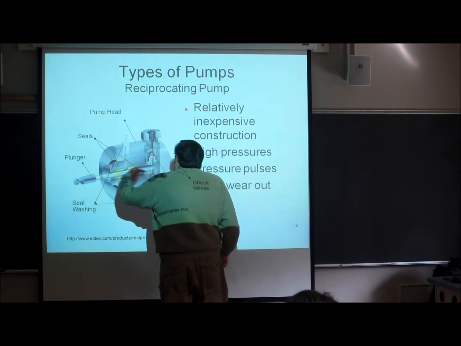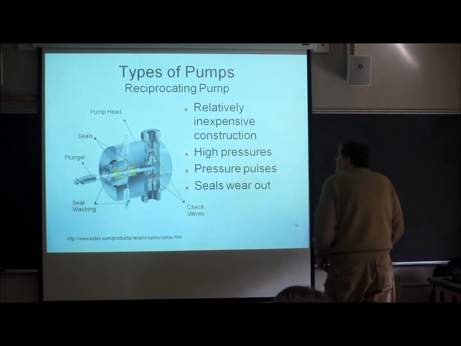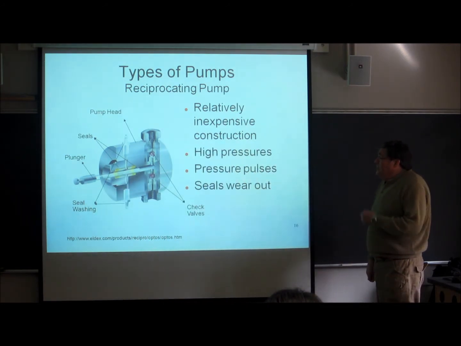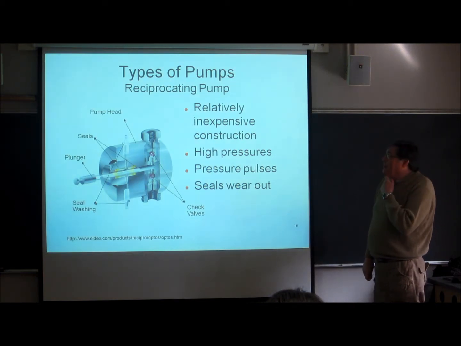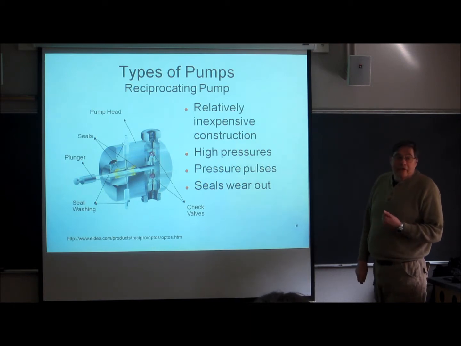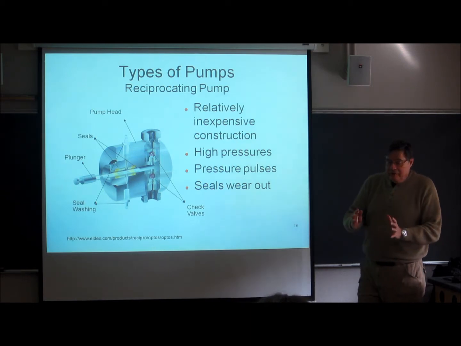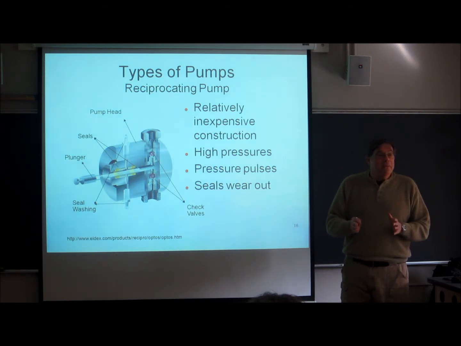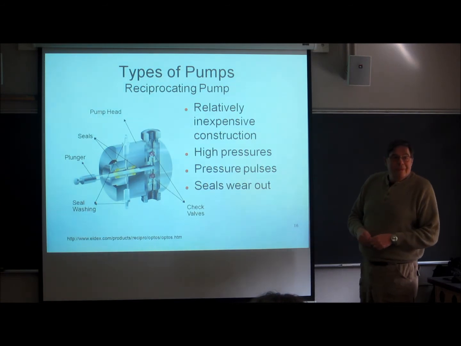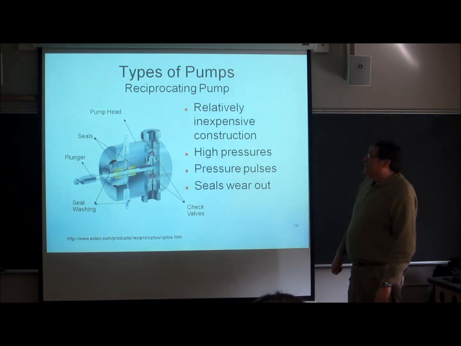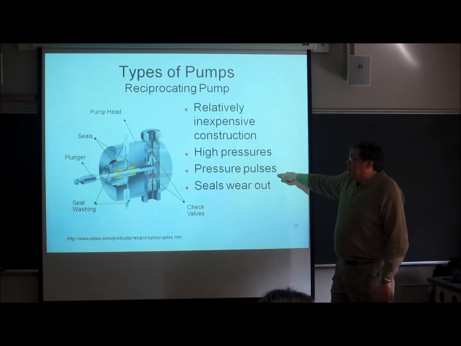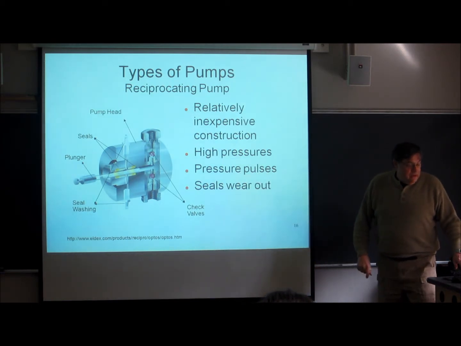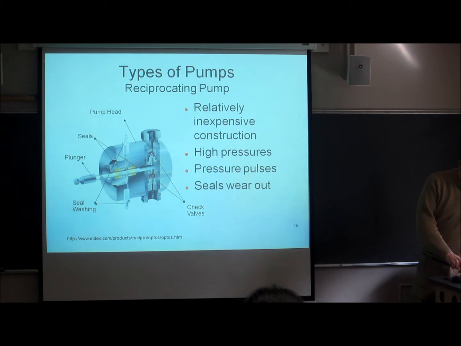This moves, as I said, this is a reciprocating piston here. They're fairly inexpensive. Well, inexpensive is a relative term, isn't it? The first one of these I bought at Gustavus in 1980 was in a unit about this size and cost about as much as an automobile, okay? So relatively inexpensive. Obviously high pressures. It does produce pressure pulses, which we try to control. And of course the seals wear out, but that's why I created graduate students, so that we could have them change the seals.